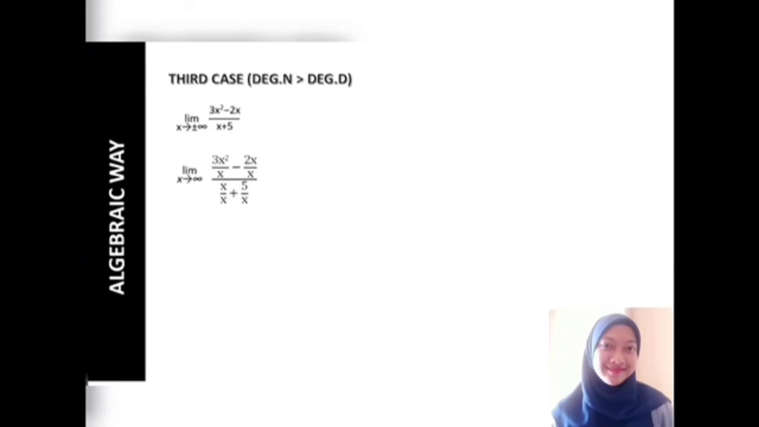Proceed to the third case example. We do the same step again by dividing each term by the highest power in the denominator, which in this example is x. This brings us to an expression with 3x minus 2x over x in the numerator and x over x plus 5 over x in the denominator. Zero out anything with the power of 3, then we get the answer for 3x, and as x approaches infinity, the final answer will become positive infinity.